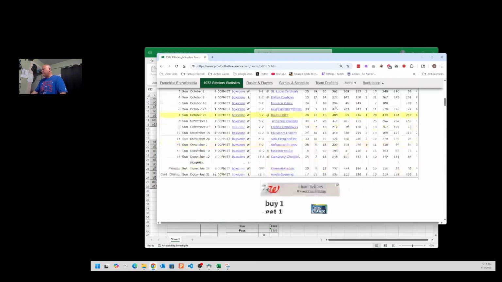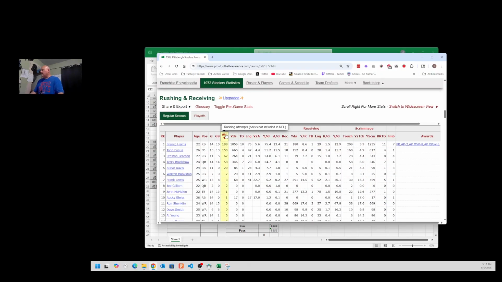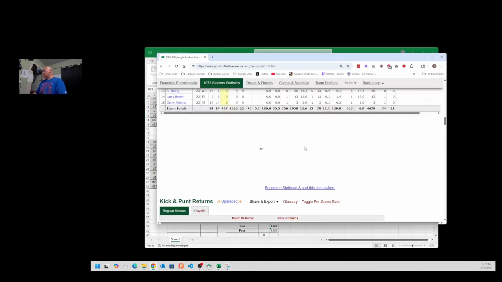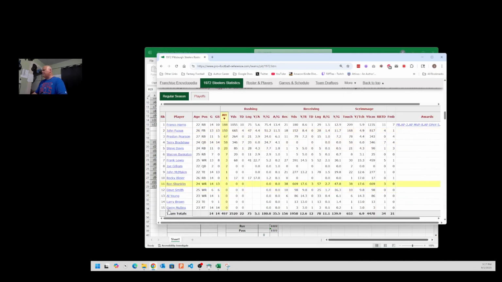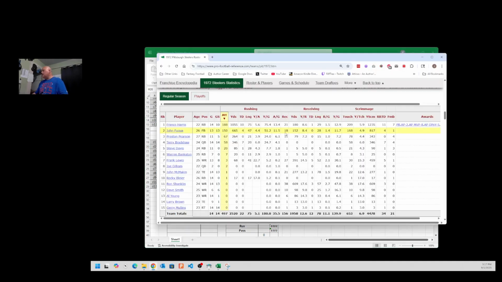So in real life, here it is, attempts. All right. So it's going to be Franco Harris with 188. It's going to be Frenchie Fuqua with 150. It's going to be Preston Pearson with 67.